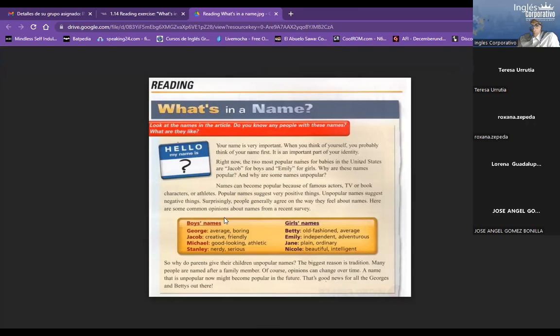For example, we have many, many examples. Someone remember the Avenger movie, the first one? ¿Alguien recuerda la película de los Vengadores?